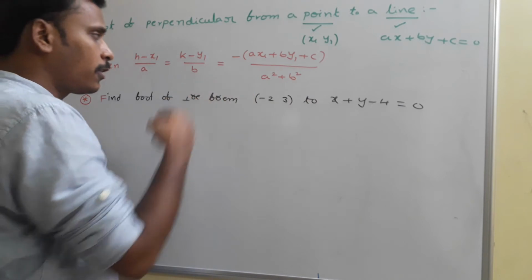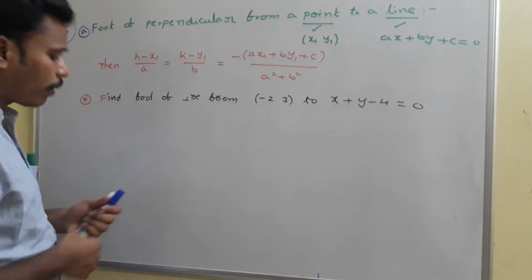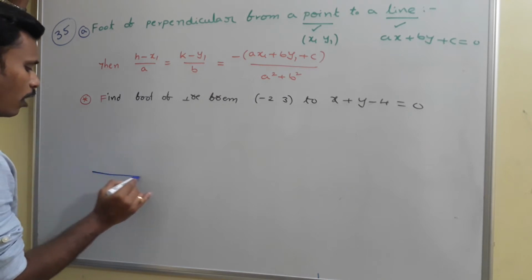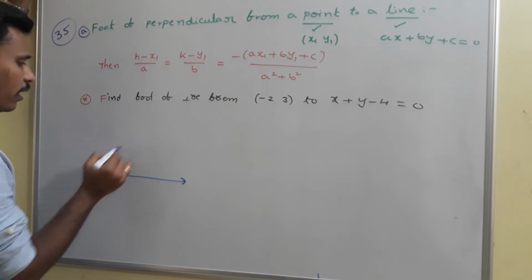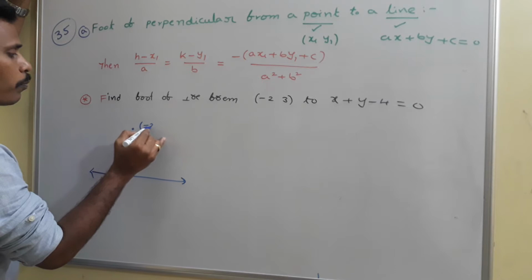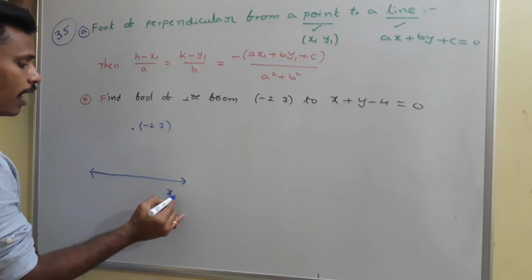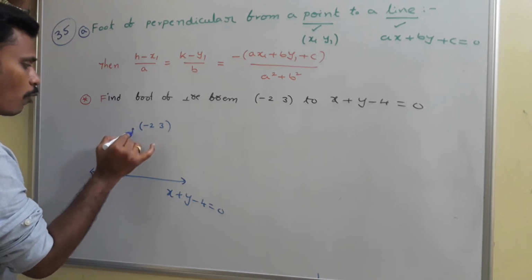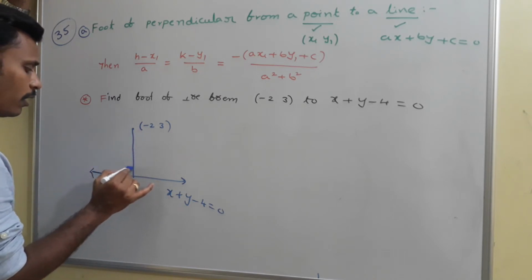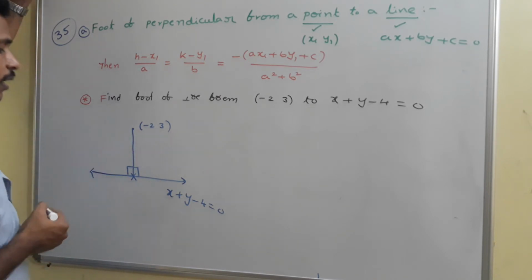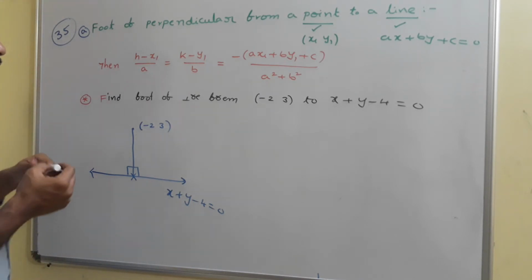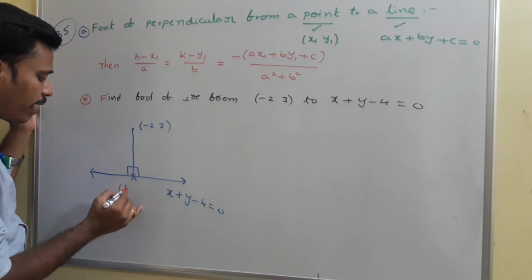See how to find this. Just let that foot of perpendicular be h comma k. If you think about the diagram, to solve the problem this diagram is not mandatory, but to analyze this, if this point is minus 2 comma 3 and this line is x plus y minus 4 is equal to 0, from this point we can draw a perpendicular, and now our intention is to find this foot of perpendicular. Since we don't know that, just let it be h comma k.